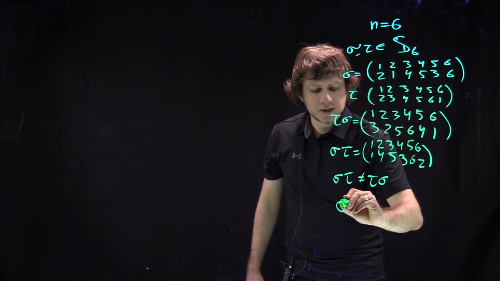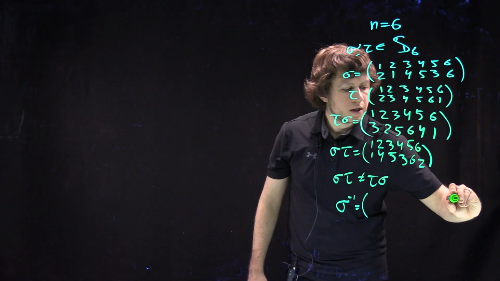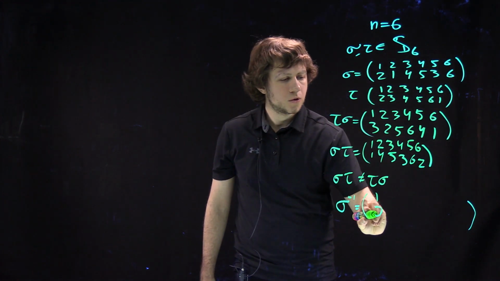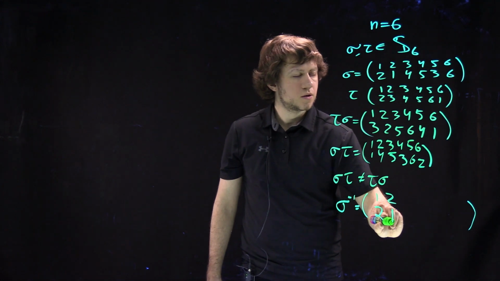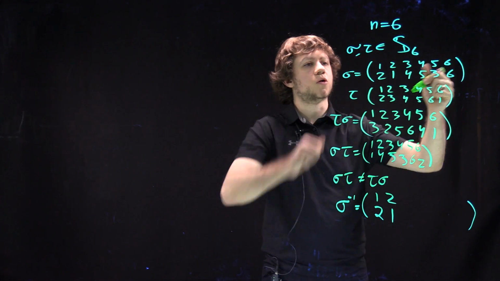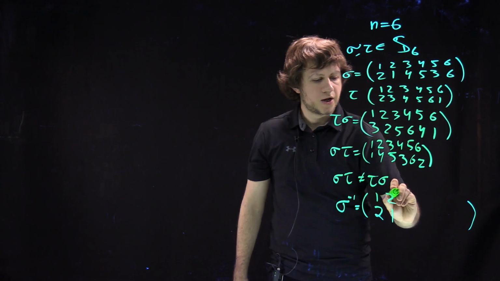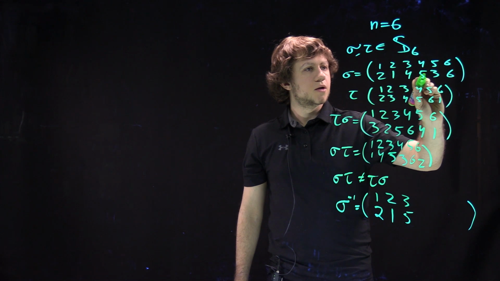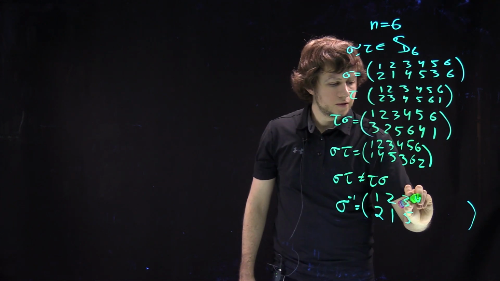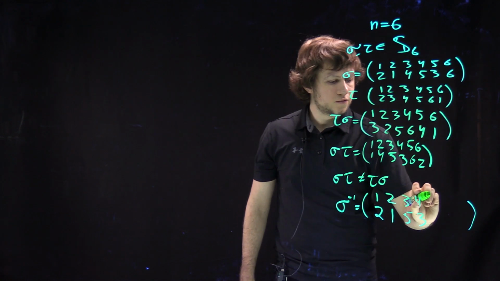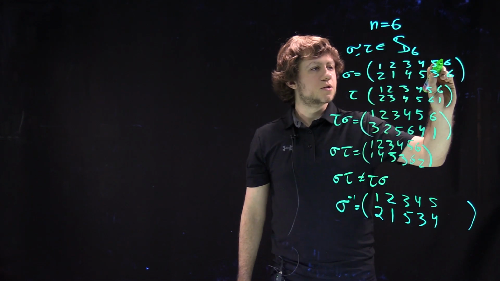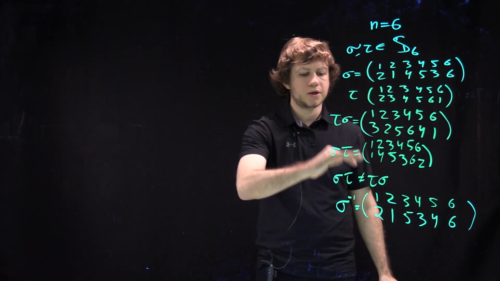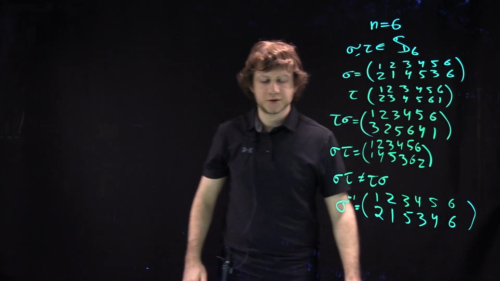And if I want to compute, say, sigma inverse, that's also not very hard. I can see that 1 goes to 2, 2 goes to 1, so I just read it from bottom to top. So 3 goes to 5, 4 goes to 3, 5 goes to 4, and 6 goes to 6. Okay, so hopefully I convinced you that multiplication, taking inverse and so on is easy for permutations.